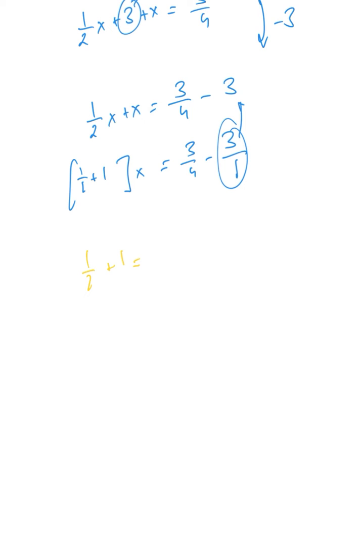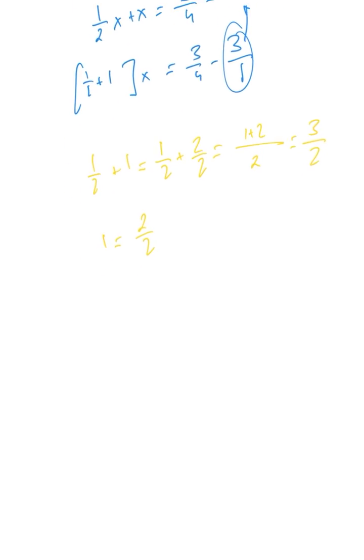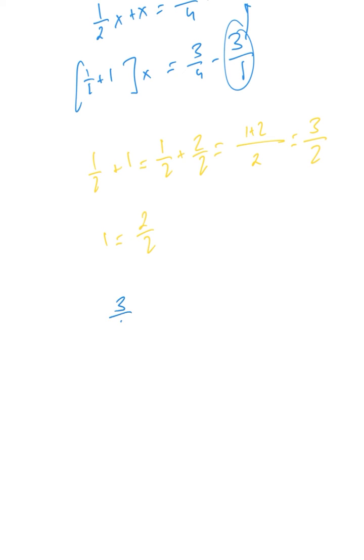We know that 1 is the same thing as 2/2, which means that 1/2 plus 1 is the same thing as 1/2 plus 2/2, and now we have the sum of two fractions with the same denominator, which gives us 2 on the denominator, 1 plus 2, which is equal to 3/2. Okay, so we have on the left side 3/2 of x equals 3/4 minus 3/1.